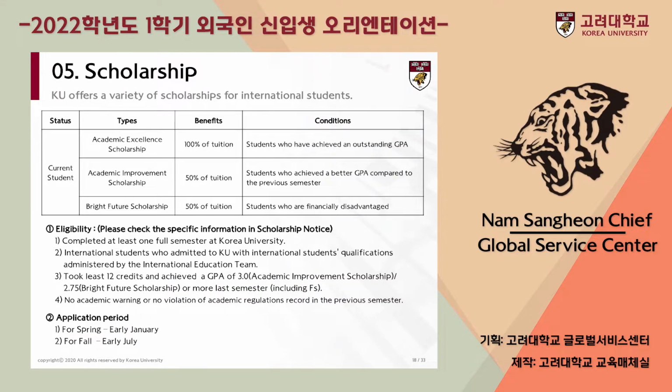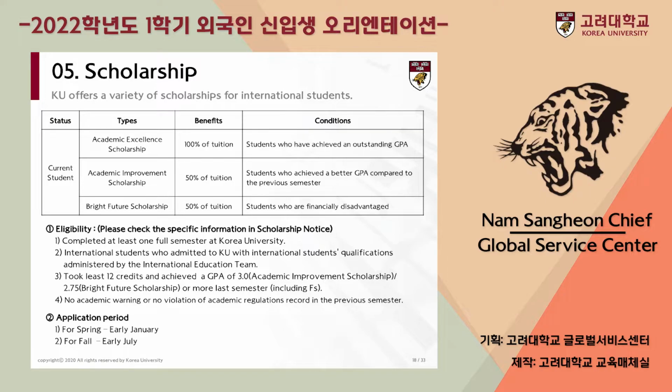There are different types of scholarships offered to Korea University's international students. Among them are the following 3 you can see on this slide: Academic Excellence Scholarship, Academic Improvement Scholarship, and Need-Based Bright Future Scholarship. The list of eligibility requirements is shown right here.